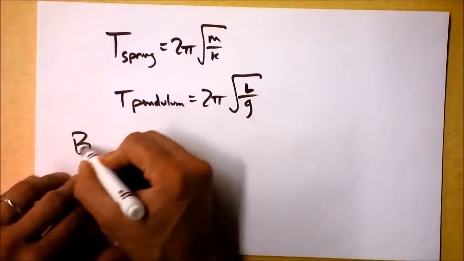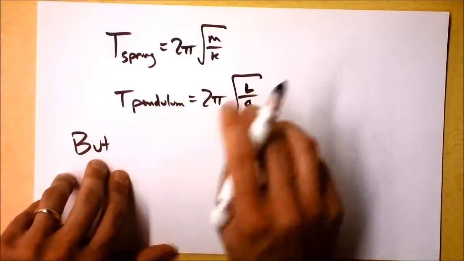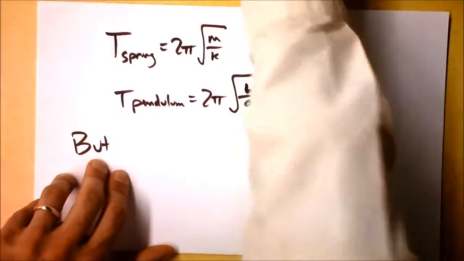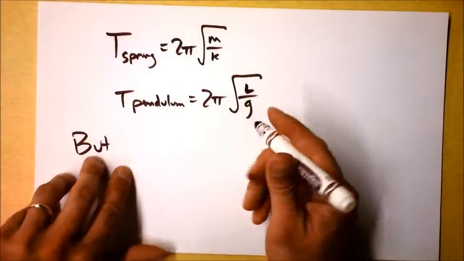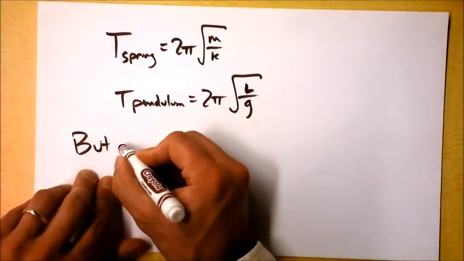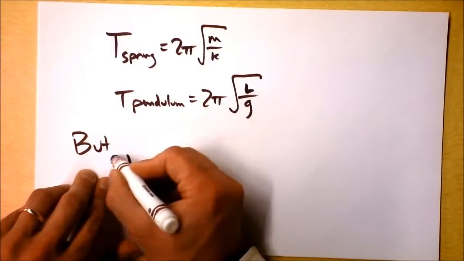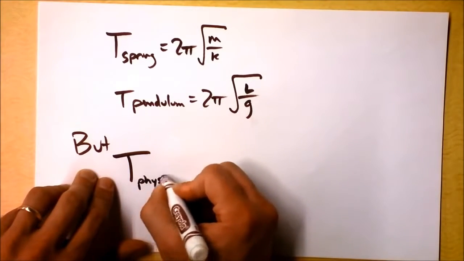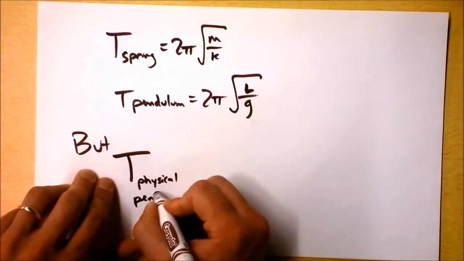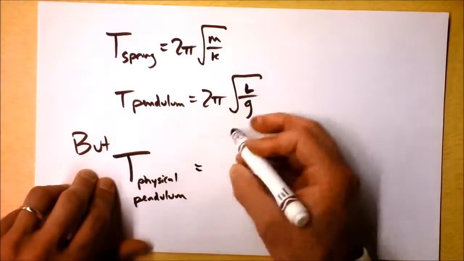But this is a simplification because we've assumed that all the mass is at a single point. See? We assumed all the mass was right there at that single point. So that simplification is not always valid. And I'm not going to derive this, but I'm going to tell you that T for a physical pendulum is just slightly more complicated.